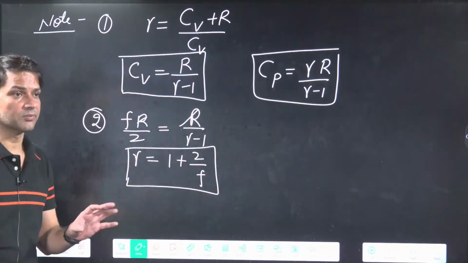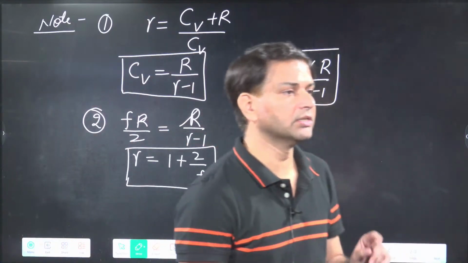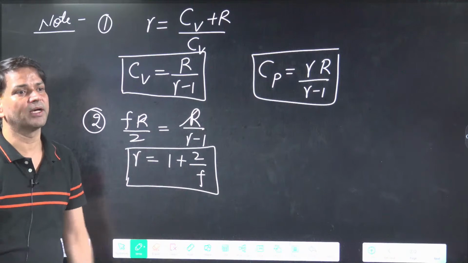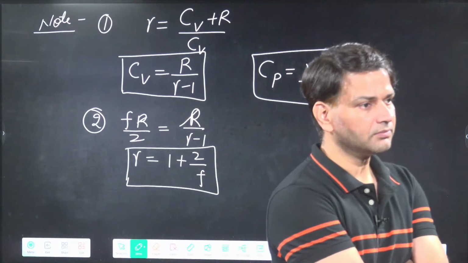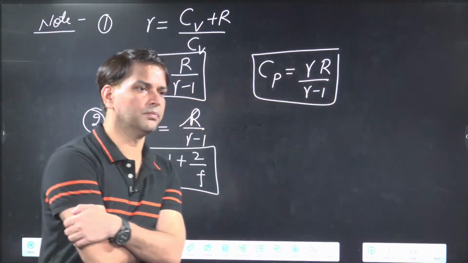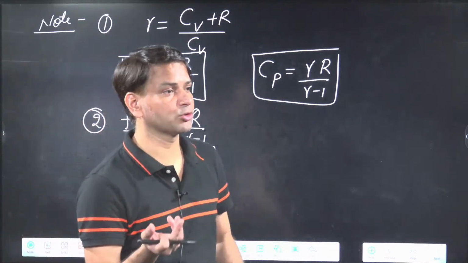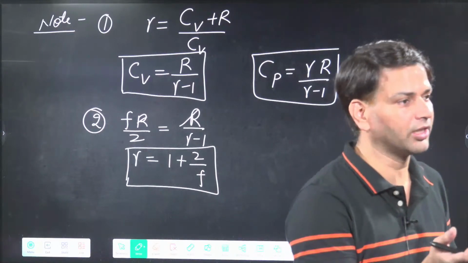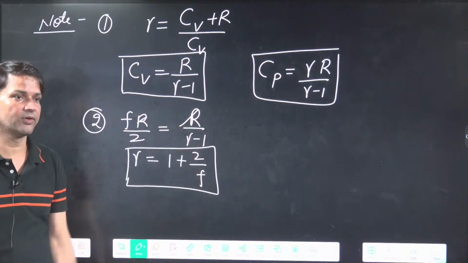So these three relations you have to directly remember. Cv in terms of gamma: Cv is equal to R upon gamma minus 1. Cp is gamma into R upon gamma minus 1. And the gamma and degree of freedom relation is gamma equal to 1 plus 2 by F. Understood? If you are getting confused between 1 plus F by 2 and 1 plus 2 by F, think: F will be at least 3, so with F by 2 you would get gamma more than 2. But we know the maximum gamma is 5 by 3. So that's why it is 1 plus 2 by F.